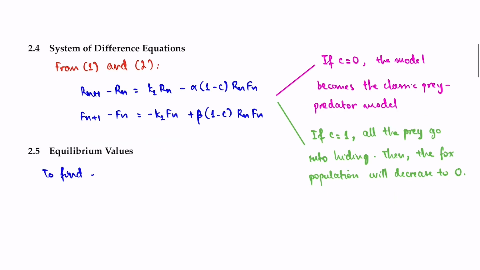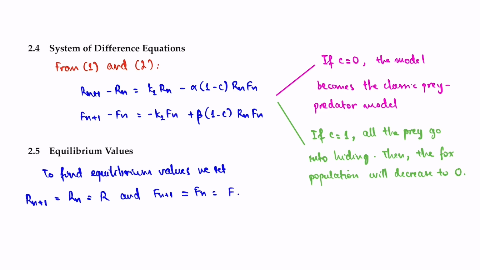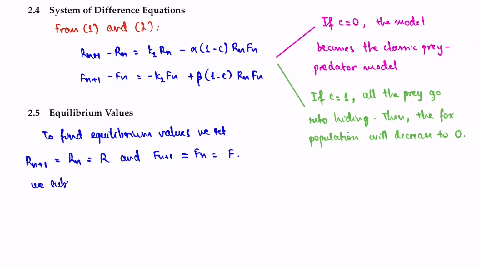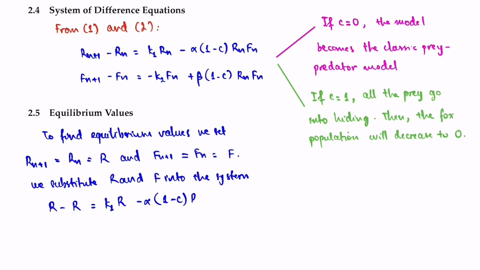So to find the equilibrium values, we set r sub n plus 1 equal to r sub n equal to r, and f sub n plus 1 equal to f sub n equal to f, and we're going to substitute r and f into the system. And this is the system that we're going to use to solve for the equilibrium values. So I substitute r and f into the first equation. I'm going to get r minus r on the left hand side equal to k1 times r minus alpha times 1 minus c times r times f.